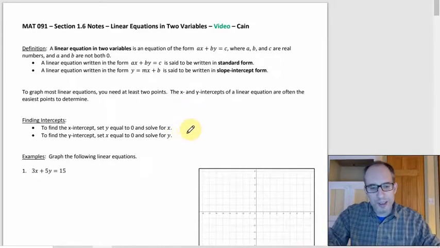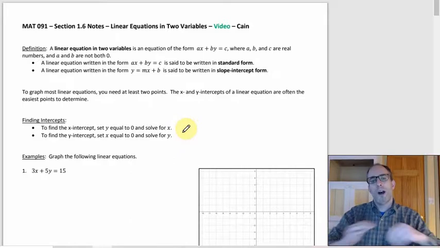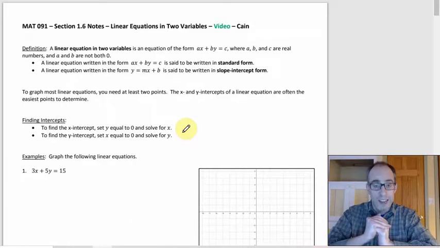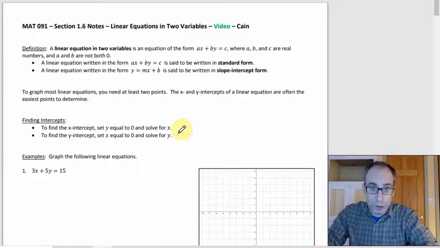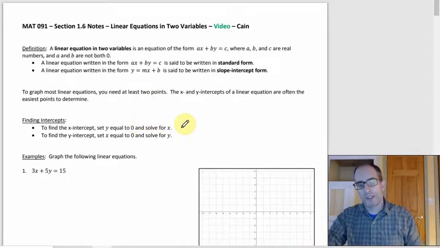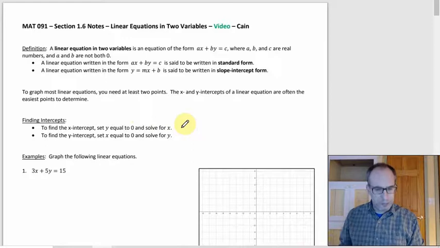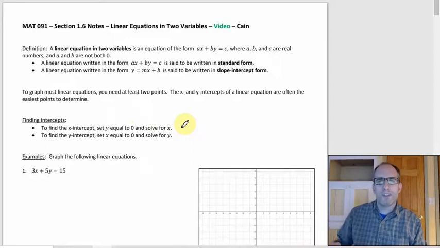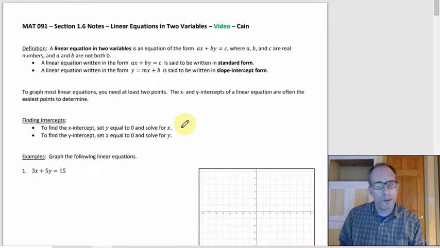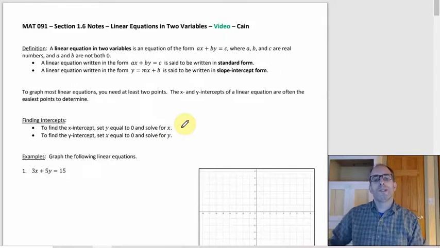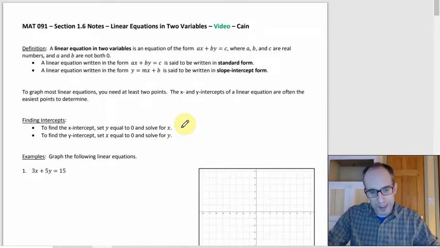To find the x-intercept, it has to be on the x-axis, so the y-coordinate has to be 0. You can set y equal to 0 and solve for x, and that'll give you the x-intercept. To find the y-intercept, it's a similar thought. If it's a y-intercept, it's on the y-axis, so the x-coordinate has to be 0. So I can set x equal to 0 and then solve for y, and then I'll get the y-intercept, assuming that there is one.